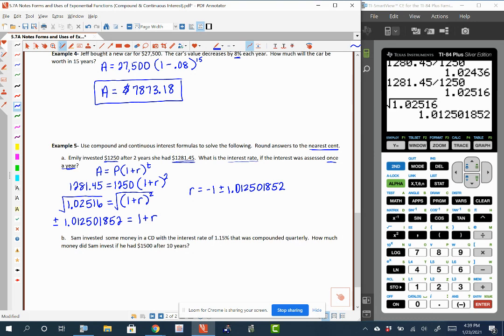Now remember, the rate that we're looking for is supposed to be increasing. It's been assessed 2 years, and we had a bigger amount than what we started with. So I want to make sure that I end up with a positive rate. I don't want to be decreasing. So as I think about this, if I take -1 and I add it to 1 point, I'm just going to go ahead and type in all those decimals. I could go and copy that if I wanted to.